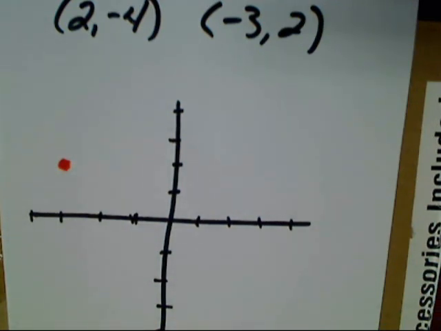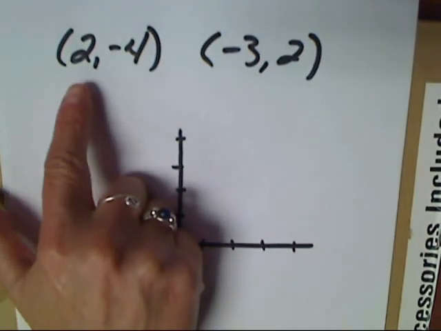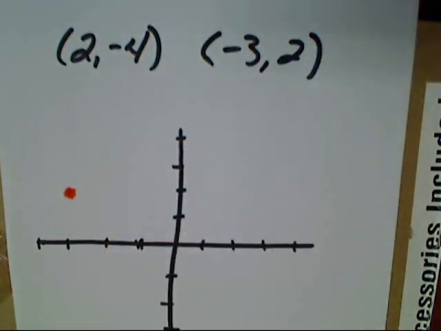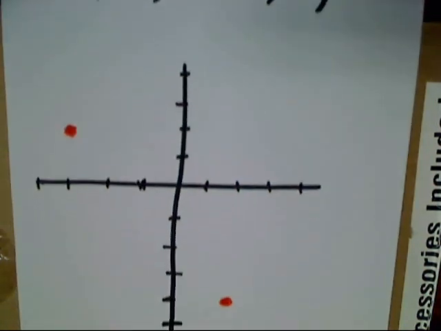Finding the slope of lines. Now, there's a couple different techniques that you can do here. Here I was given 2 points, (2, -4) and (-3, 2). I plotted those 2 points on my grid.